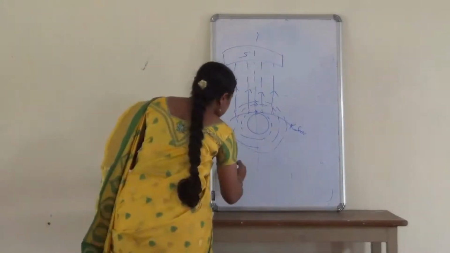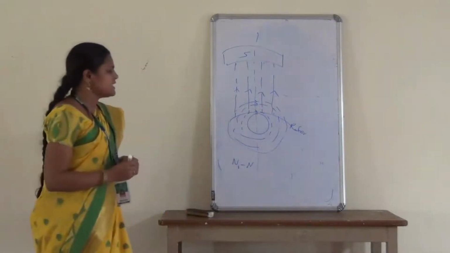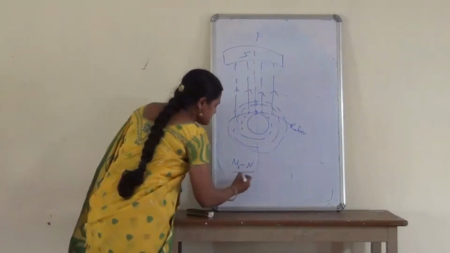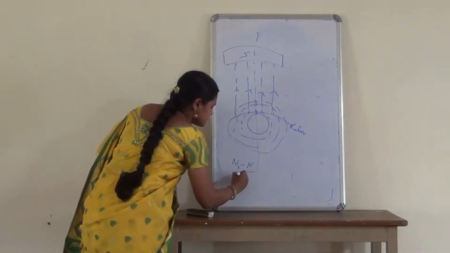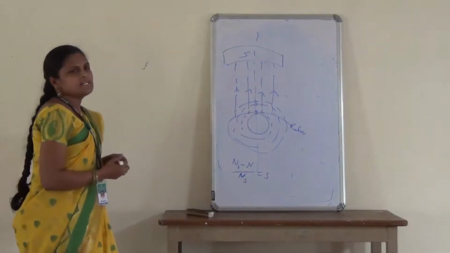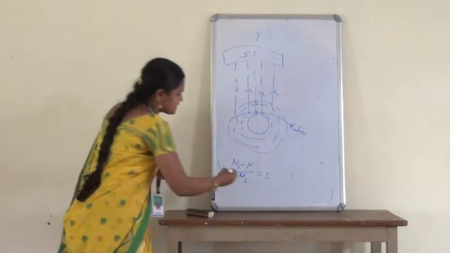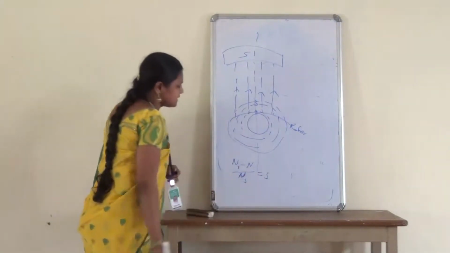Here the slip speed is Ns minus N. Ns minus N is called the slip speed. The ratio of the slip speed to the synchronous speed Ns is called the slip. Slip is defined as the ratio of slip speed to the synchronous speed.